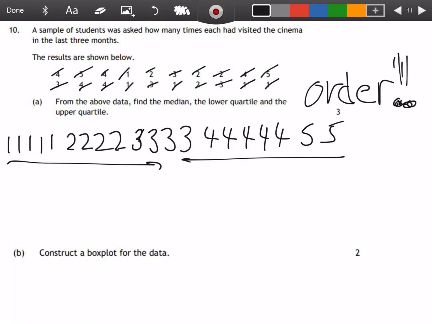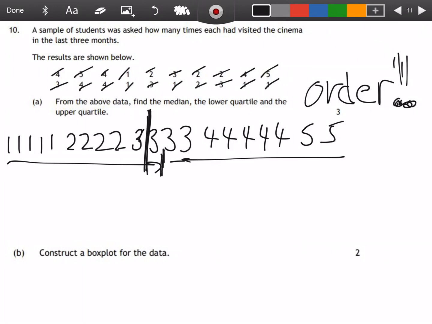1, 2, 3, 4, 5, 6, 7, 8, 9, 10. Oh, can't count. How many did I say there was? There's 20. 1, 2, 3, 4, 5, 6, 7, 8, 9, 10. That's 10 in. I've written some of the numbers a bit more spaced out, that's why that maybe doesn't look like the middle.